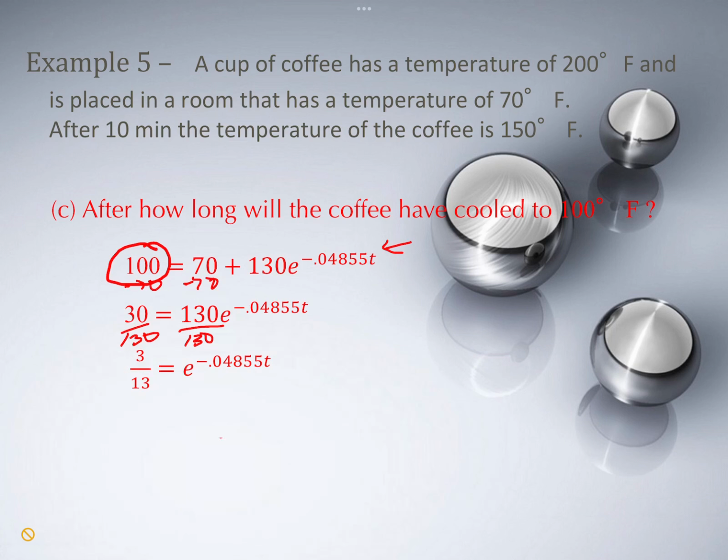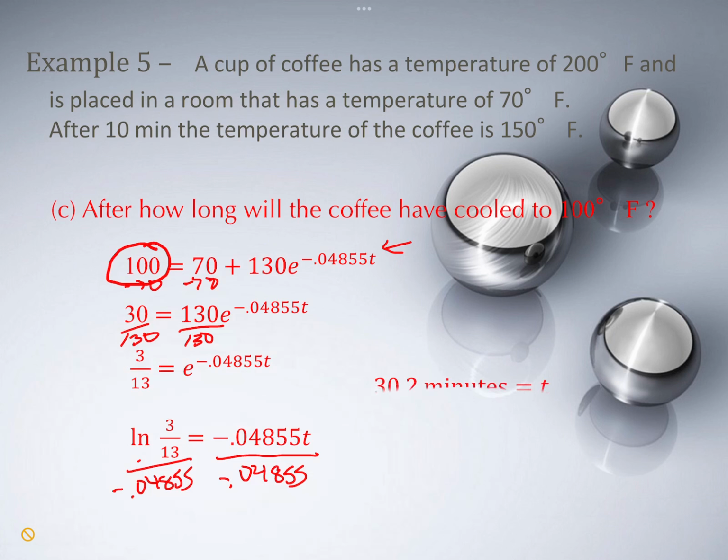Rewrite in our natural log form. So natural log of 3 over 13 equals negative 0.04855t. Again, we're solving for t, so now I need to divide everything by this and our log by that. Calculator problem again, so plug into your calculator. Make sure you're getting the calculator right. That's usually the part that we mess up the most. And we get approximately 30.2 minutes. It will have cooled to 100 degrees.